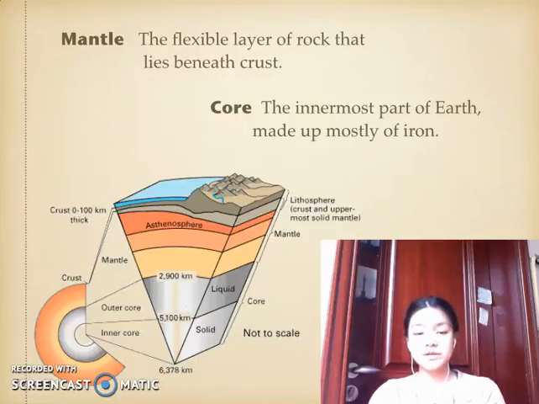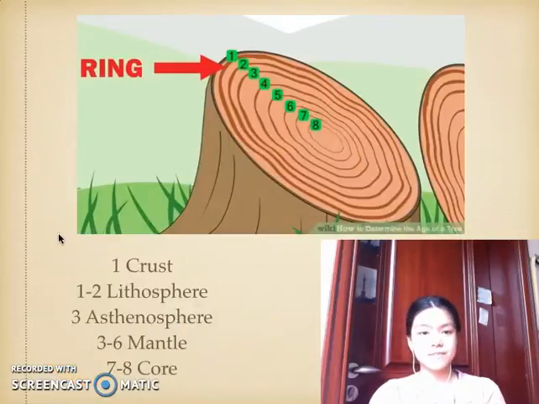I can illustrate this with a tree ring. This is a tree ring, and if we see number 1 is the outermost part of the Earth and 8 is the innermost part of the Earth, number 1 would be crust. Number 1 and 2 would be lithosphere. 3 would be asthenosphere. 3 to 6 would be mantle, 7 and 8 would be core. 7 would be the outer core, and 8 would be the inner core.